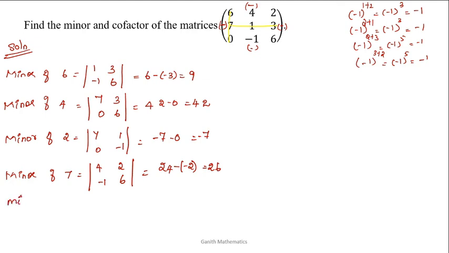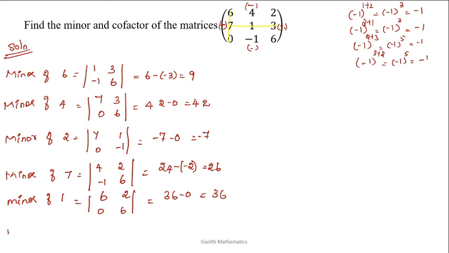Then minor of 1. For 1 you have to eliminate the corresponding row and column. You will have 6, 2 and 0, 6. So it will be 6 times 6 is 36, minus 0. So it will be 36.